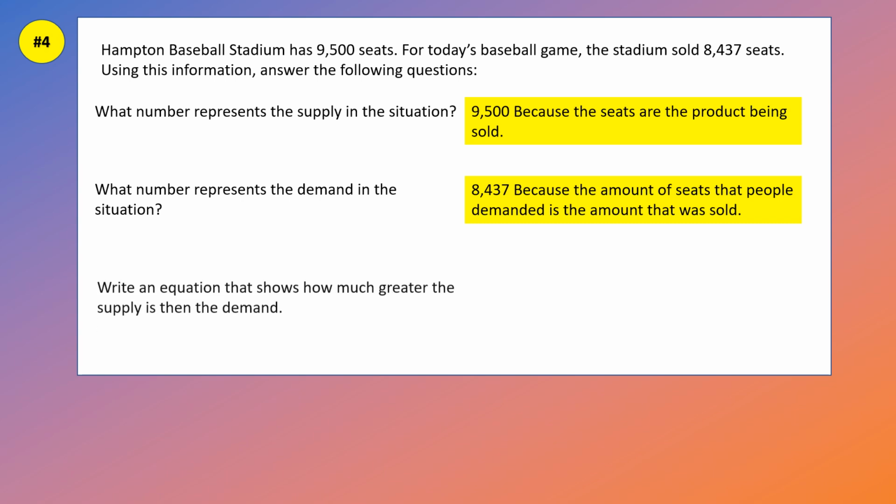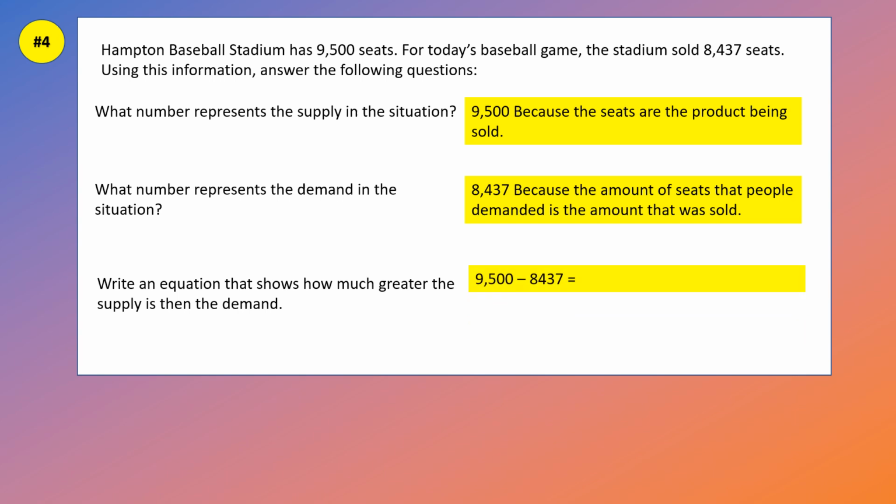Now, this final question asks, write an equation that shows how much greater the supply is than the demand. Okay, so 9,500 minus 8,437 equals the amount that shows how much greater the supply is than the demand. So let's set up our equation. 9,500 minus 8,437.